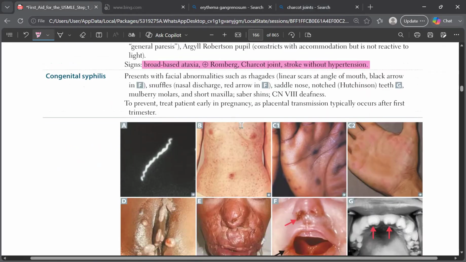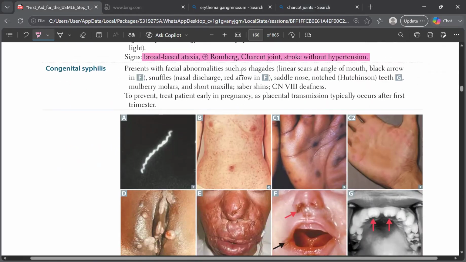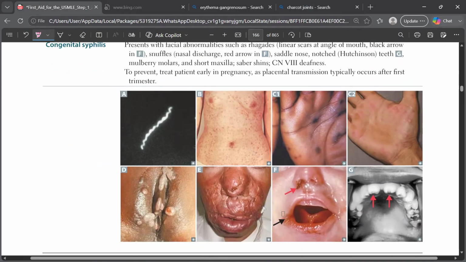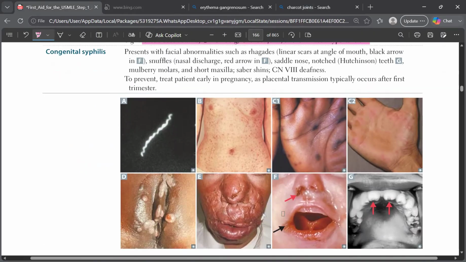Then we have congenital syphilis that presents with facial abnormalities such as rhagades, which are linear scars at angles of the mouth, and the black arrow in F. Okay, so this is what rhagades is. Snuffles, nasal discharge, right here. Saddle nose, notched or Hutchinson teeth, such as shown right here. Mulberry molars and short maxilla. Saber shins, cranial nerve 8 deafness.